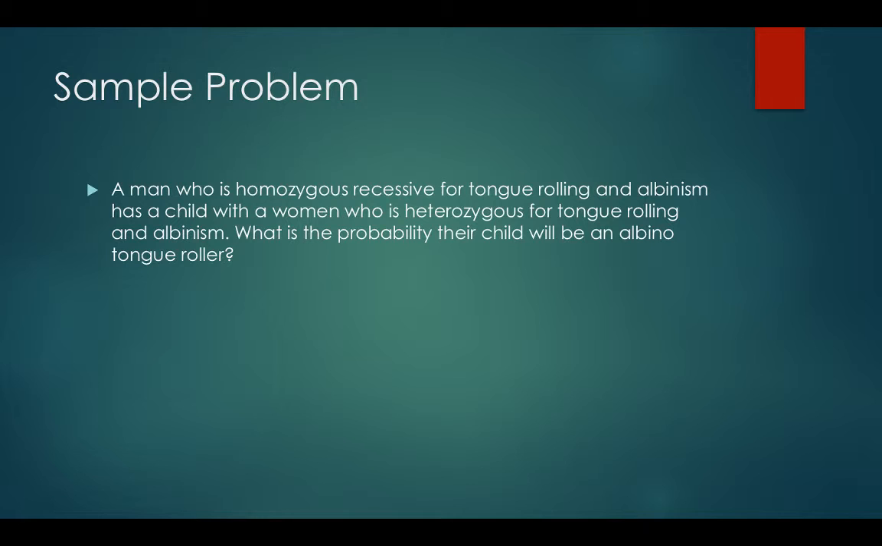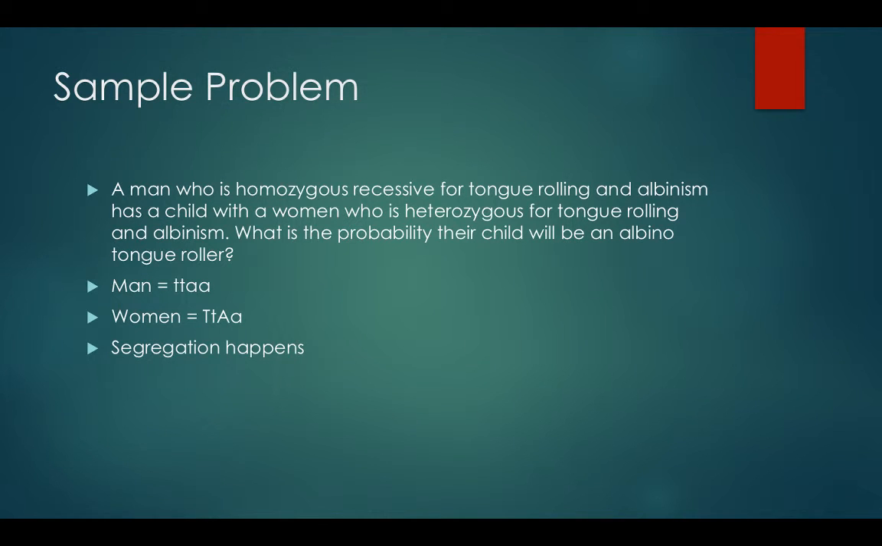So a man who was homozygous recessive for tongue rolling and albinism had a child with a woman who was heterozygous for both of them. What is the probability their child will be an albino tongue roller? Well, same thing as before. Find out the man's alleles, and he's going to be little t, little a. Find out the woman's alleles, because she's going to be big T, little t, big A, little a.